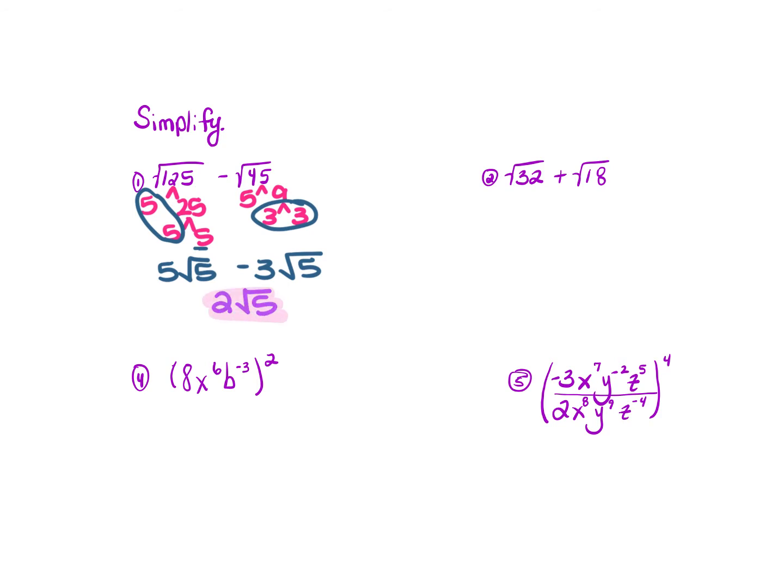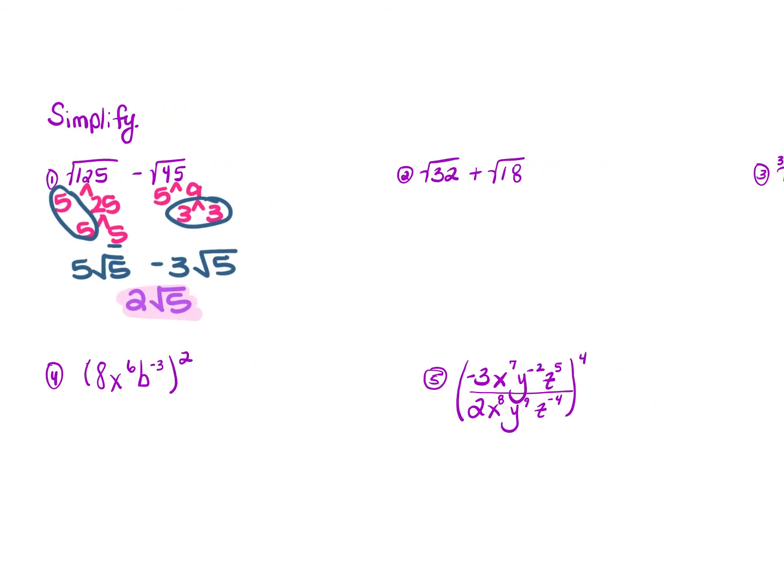Same concept with number 2, except now we're adding these. So we have the square root of 32 plus the square root of 18. You want to simplify both of those radicals first. So that 32 is 4 and 8. 8 is 4 and 2. We're looking for 2 of the same numbers, so you do not have to break those 4s up. You can just combine them or group them. Pull one of them out. The 2 is left over, so it stays under.